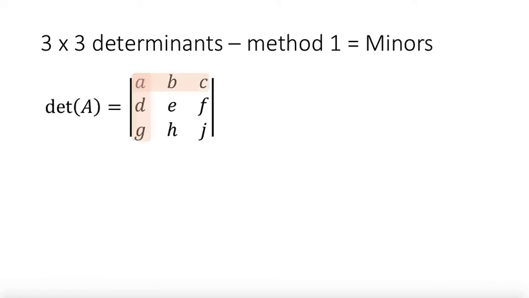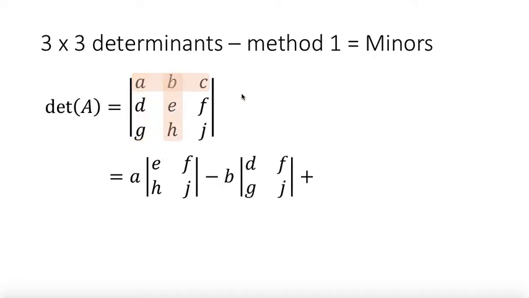What you think of is you take A and you cover up the row and column of A. So it's A times the determinant of what's not covered up. And this little determinant is called a minor. Then you do the same thing with B, and this time it's minus B times the determinant of what's not covered up. Okay, and then you do the same thing with C, and it's plus C times the determinant of what's not covered up. Okay, and then you just do the 2 by 2s.